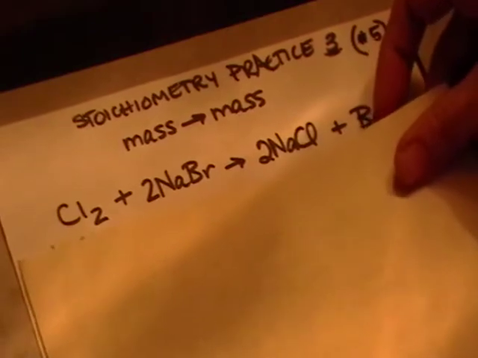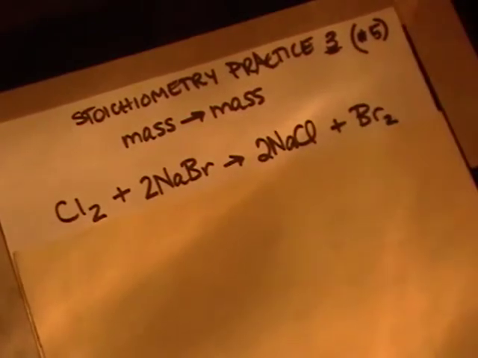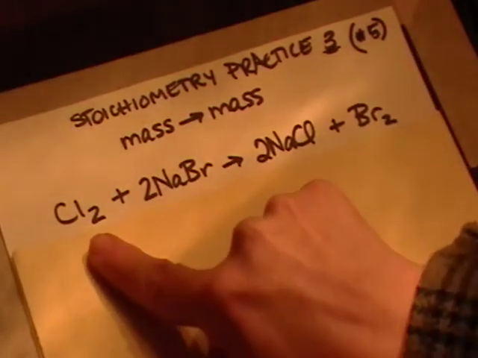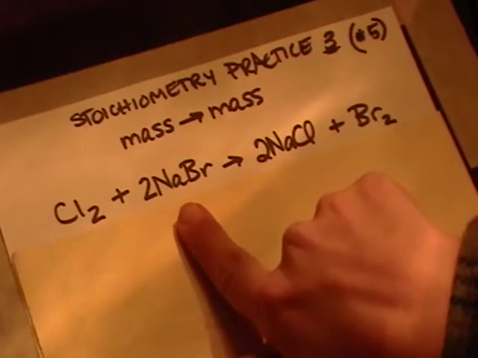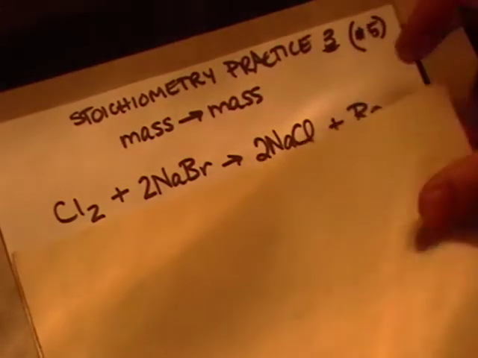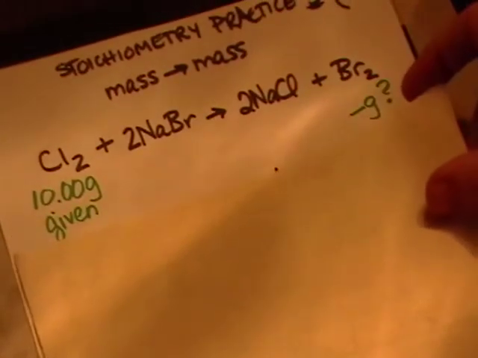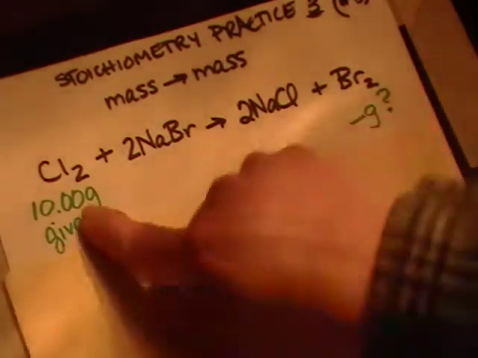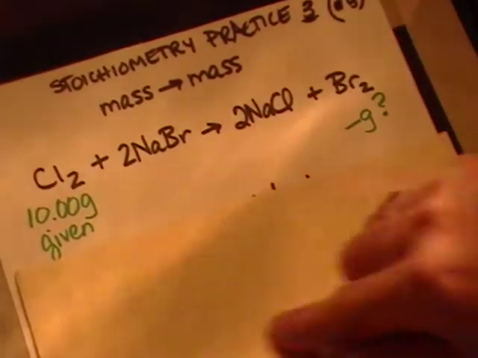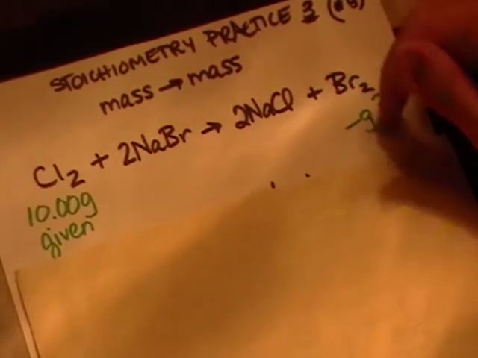So what I've done is I've gone ahead and put together the chemical equation that you're going to use. I also went ahead and balanced it already. So you have chlorine combined with sodium bromide yields sodium chloride plus bromine molecules. When we look at the instructions to the problem, it says that we have 10.00 grams of chlorine, so that's our given, and then we need to figure out how many grams of bromine we have, so that's our unknown.